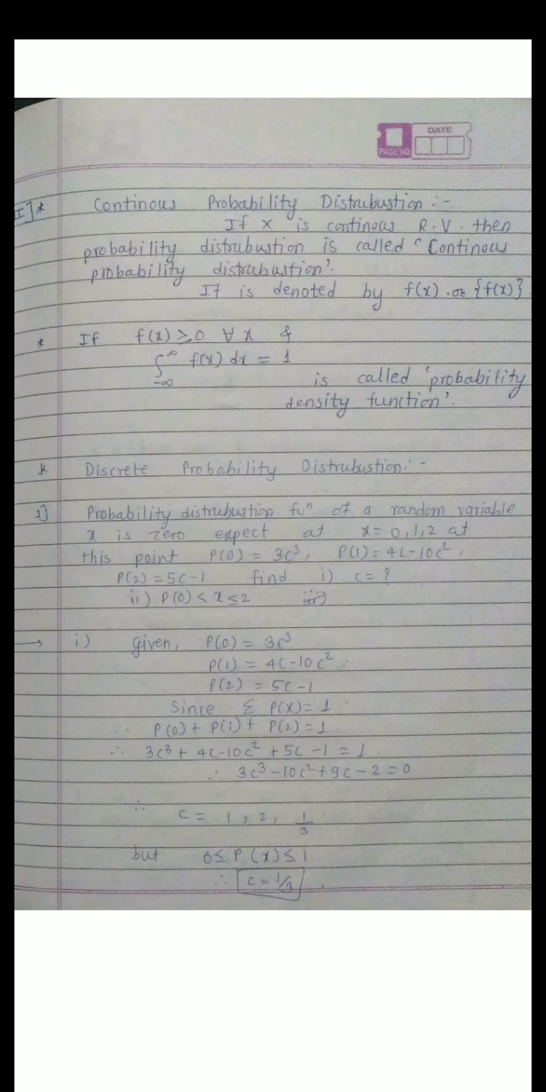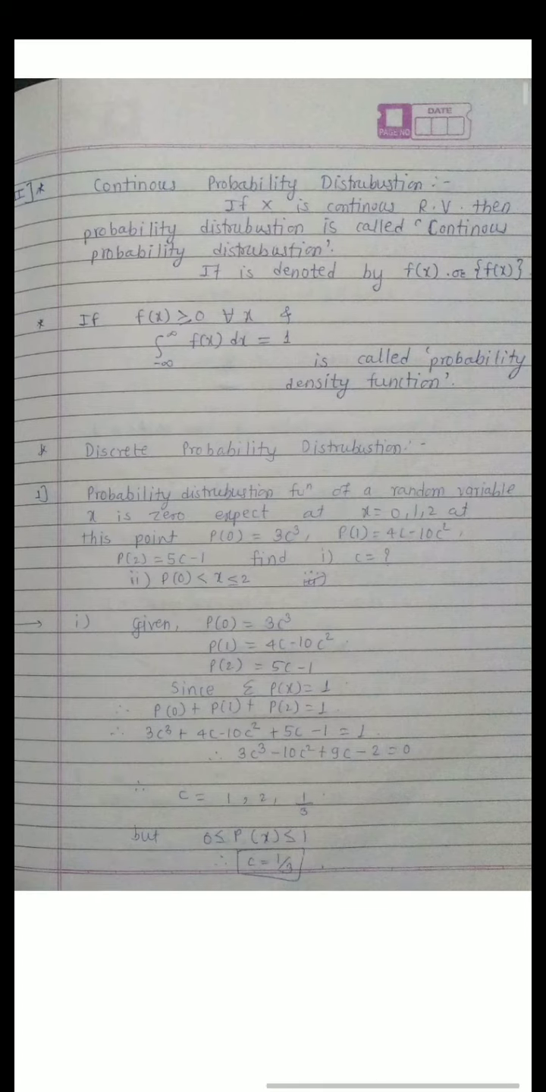Here if by solving by using synthetic division method we get three values 1, 2 or 1 by 3, but we know that range of p of x is always between 0 and 1. Here c is equal to 1 by 3 is a possible value.